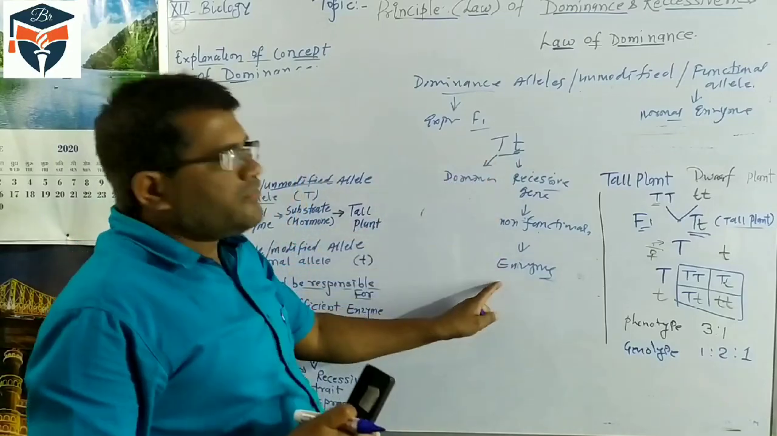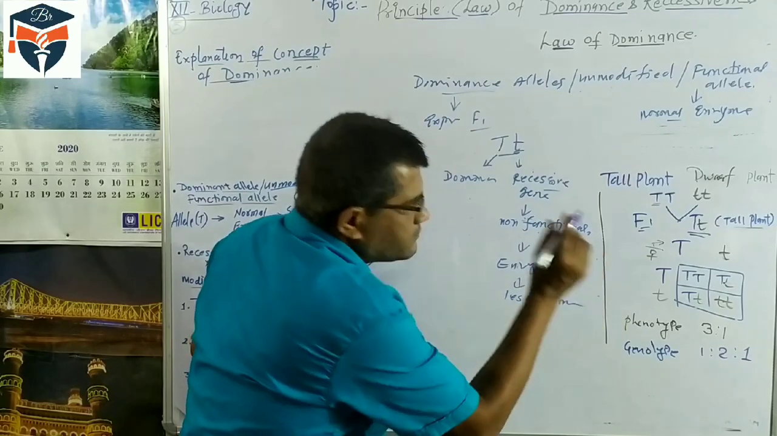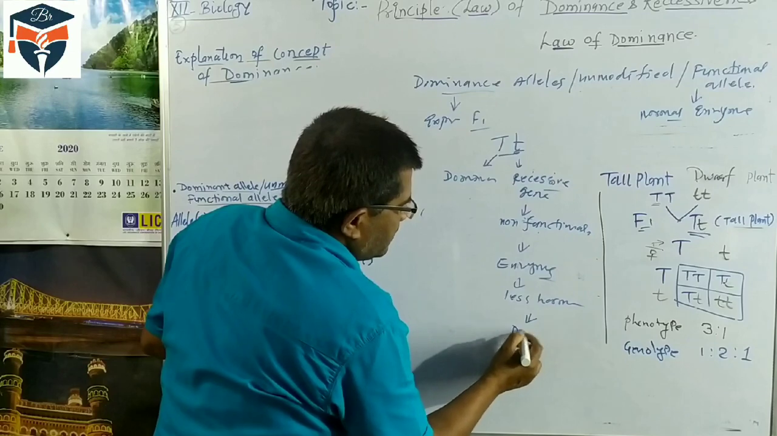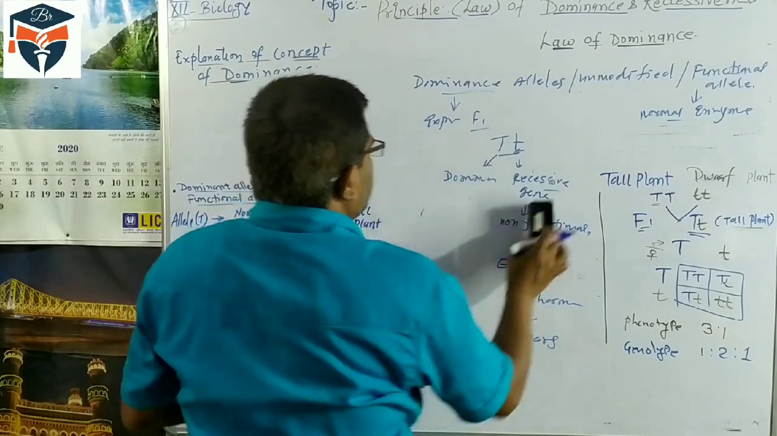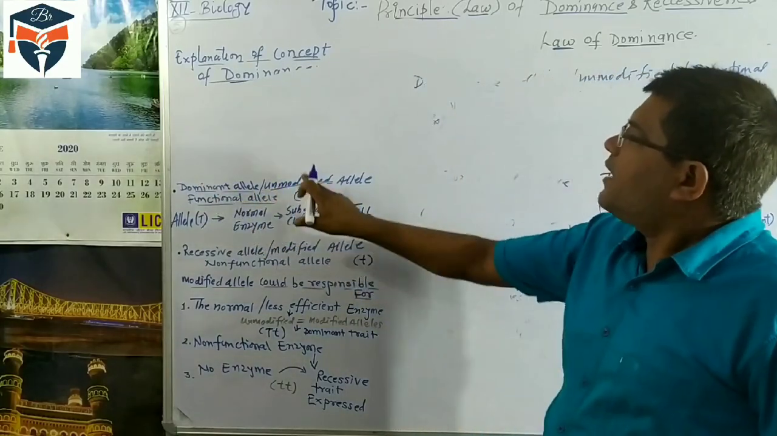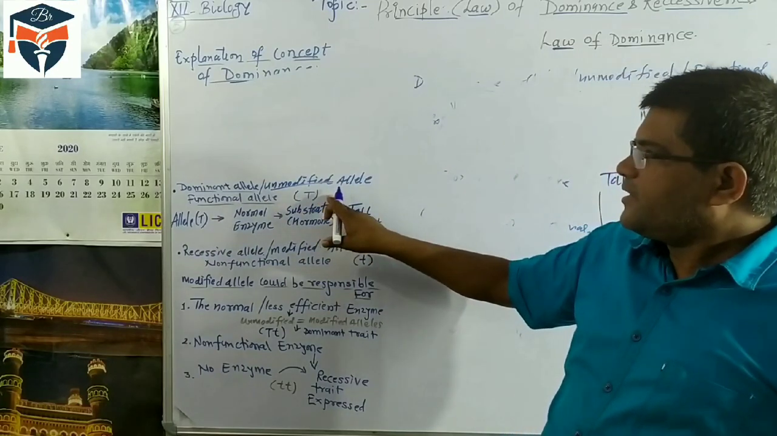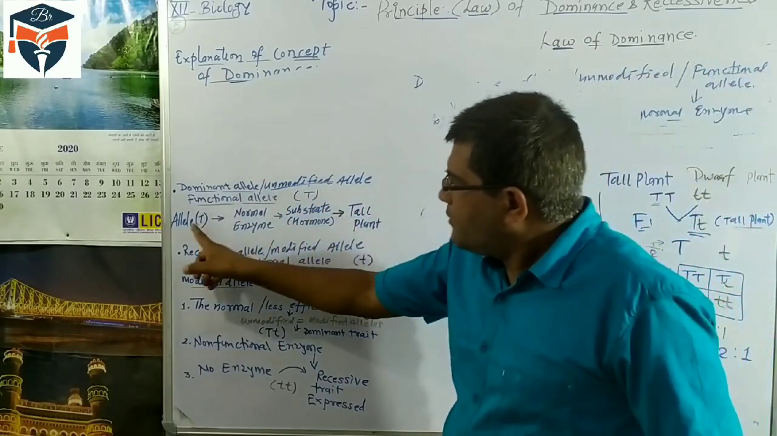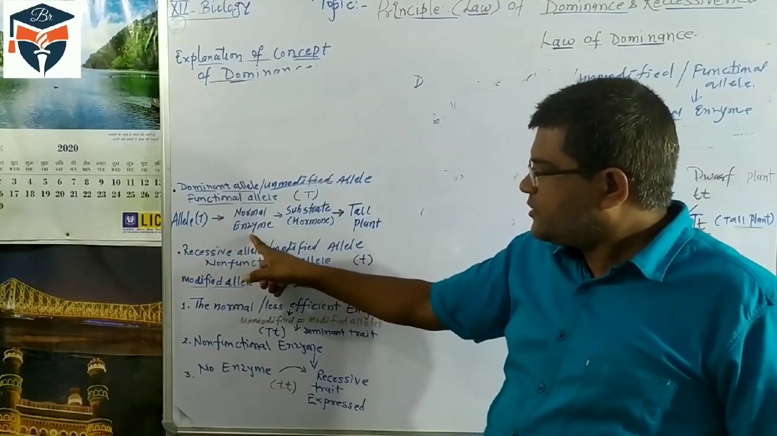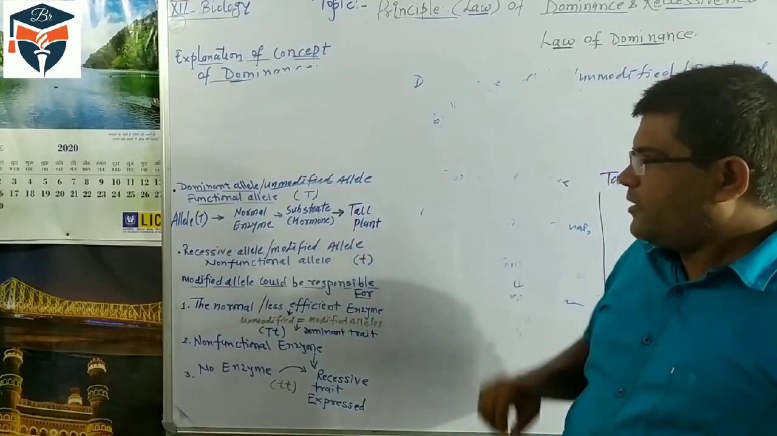If the enzyme is not produced, then less hormone will be synthesized, and with less hormone synthesized, the plant will be dwarf. So here you understand only two things. The dominant allele, we say, is the unmodified allele or functional allele, and I have written it as capital T. When this dominant allele, capital T, is present, normal enzyme will be synthesized, the hormone is formed, and the plant will be tall.